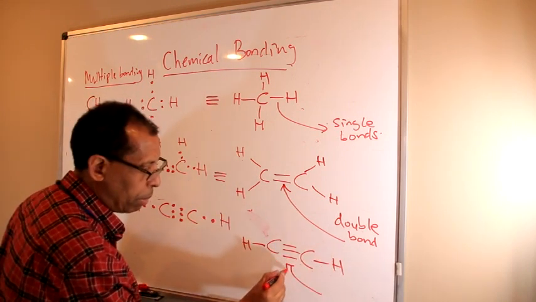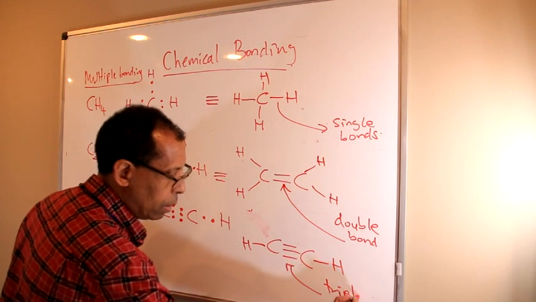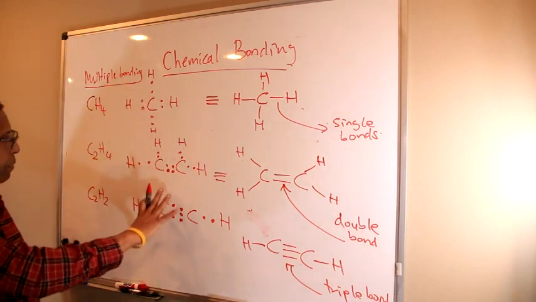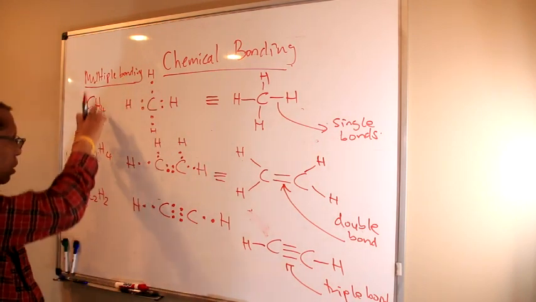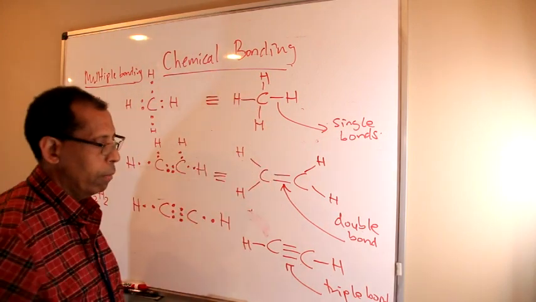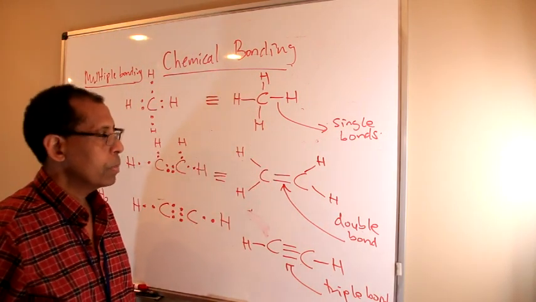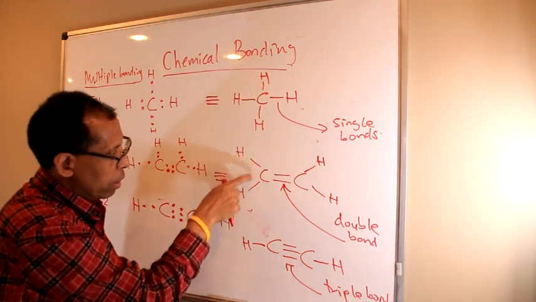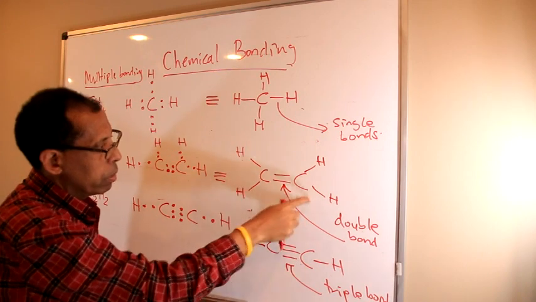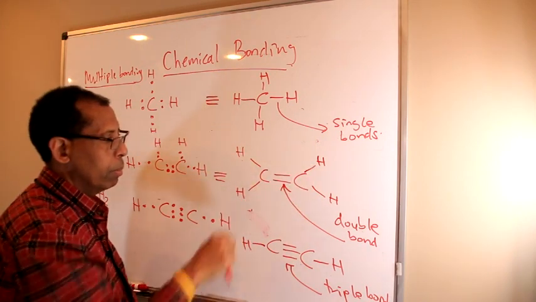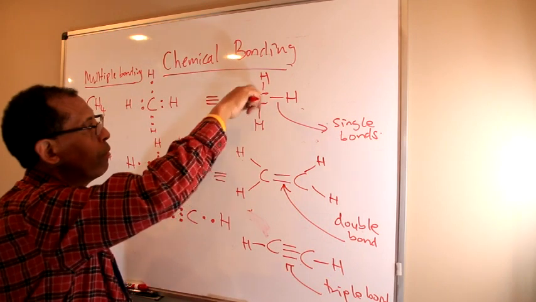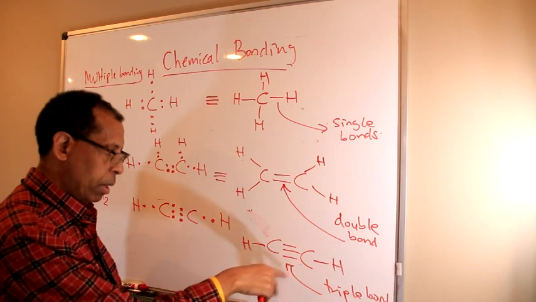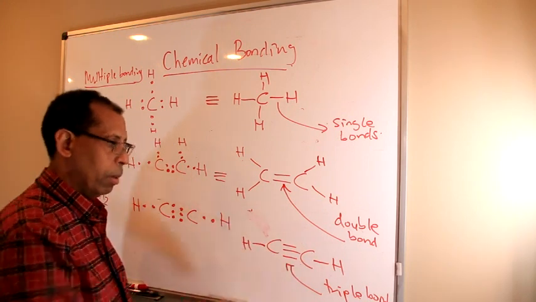This is a triple bond. So this is their loose structure, this is just the chemical formula, this is a stick model of the organic compounds listed. So here everything is a single bond. Here there are single bonds. How many single bonds? 1, 2, 3, 4 single bonds and one double bond. Here there are 4 single bonds. Here there are a triple bond and 2 single bonds.